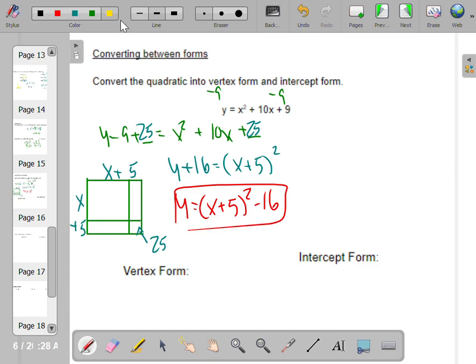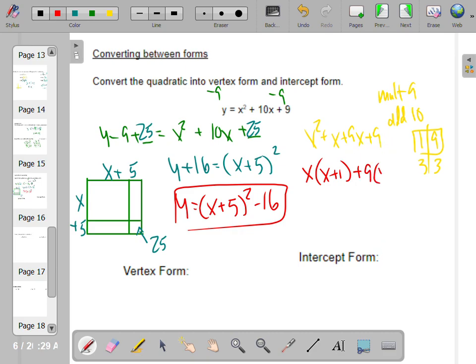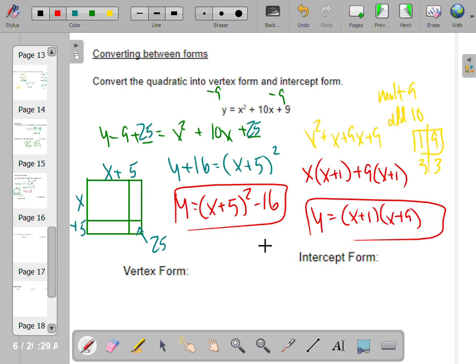Intercept form, you need to factor. So you need to find numbers that multiply to 9 and add to 10. 1 and 9, or 3 and 3. It's 1 and 9. I'm going to split the middle: x squared plus x plus 9x plus 9. Factor by grouping. The first two terms have a GCF of x: x plus 1. Bring down the plus sign. Those have a GCF of 9: x plus 1. So intercept form has one shared factor, x plus 1, and the other is x plus 9. That's intercept form. I know the x-intercepts are negative 1 and negative 9.